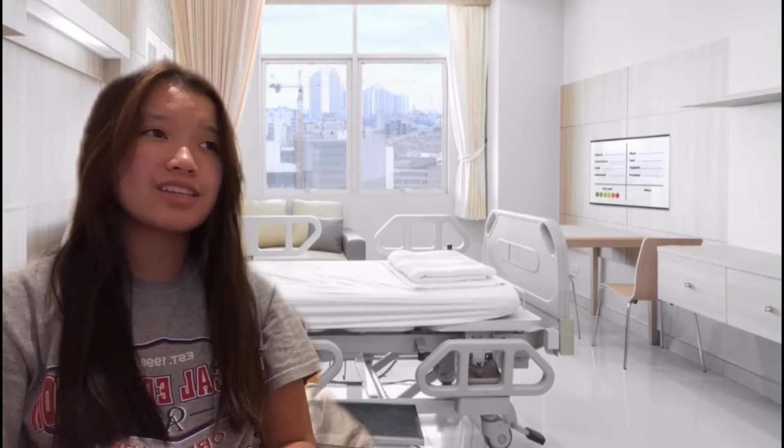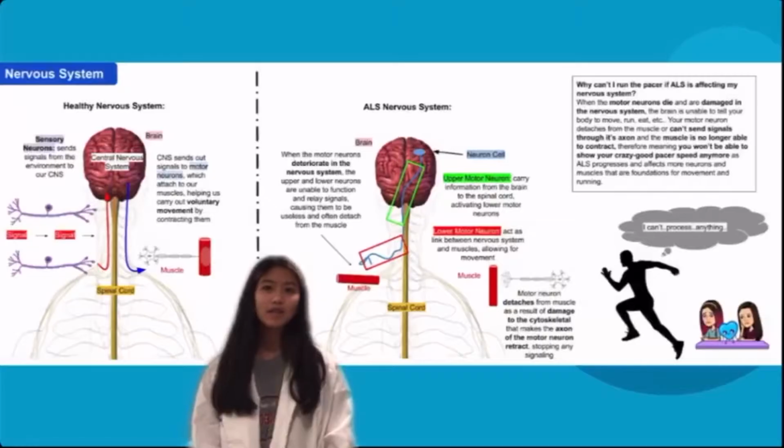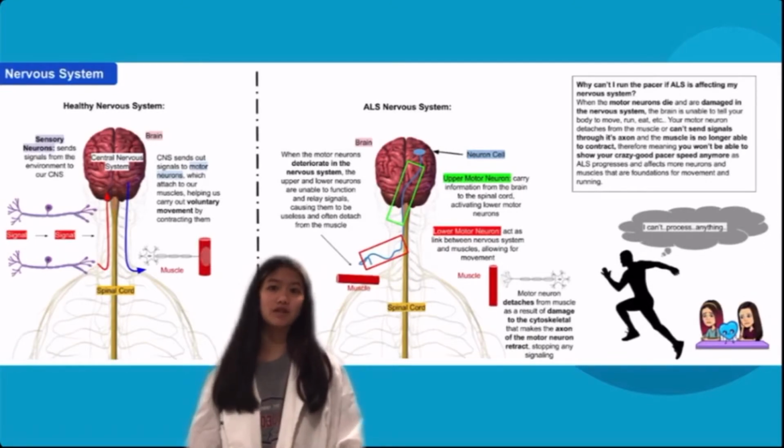So why can't I run as fast as I used to? Let me pass it back to Dr. Thymine. Let me show you a model. When the motor neurons die and are damaged in the nervous system, the brain is unable to tell your body to move or run or eat. They can't send signals from your brain to the muscle, therefore meaning you won't be able to show your crazy good pacer speed anymore. Here's a model of what a healthy nervous system looks like and what yours looks like right now.